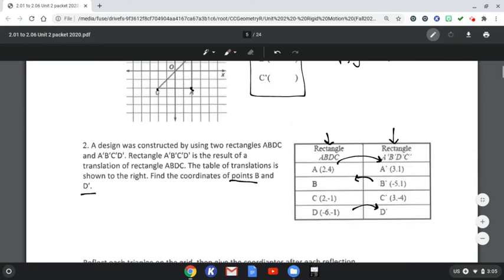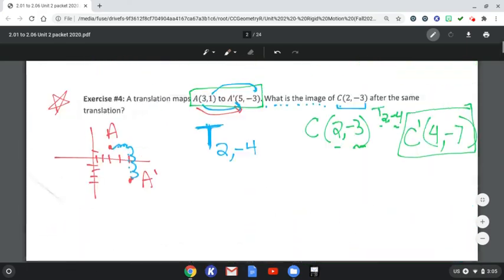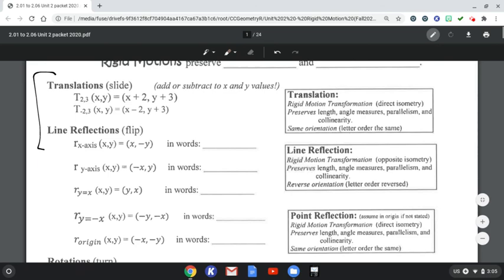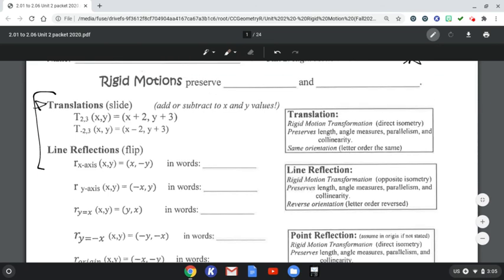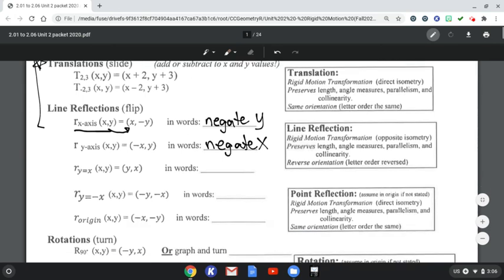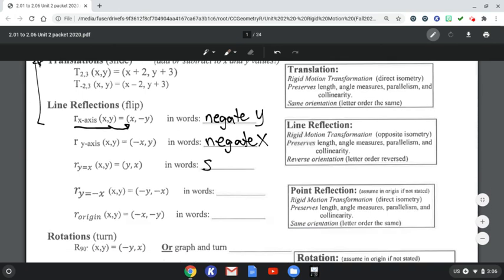Now, I did say at the beginning of the notes, I would go back to this first page here. Okay, so translations we did do together. Line reflections, again, if you have a line reflection in the x-axis, (x, y) becomes (x, -y). So that in words means to negate the y value. So multiply by a -1. Reflect in the y-axis, you negate x. When you have to reflect over the line y equals x, we switch the order of x and y.